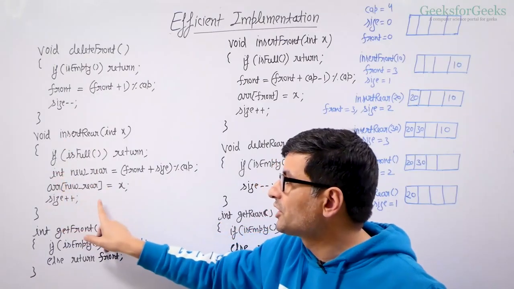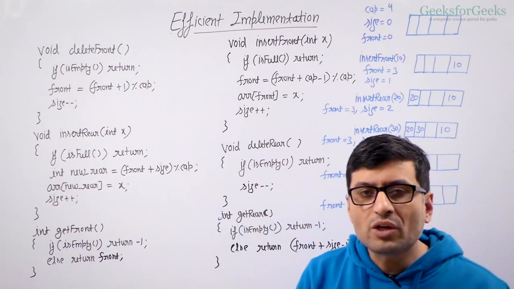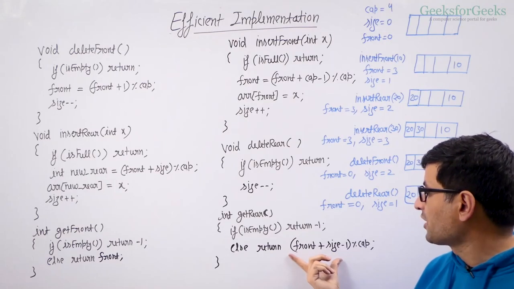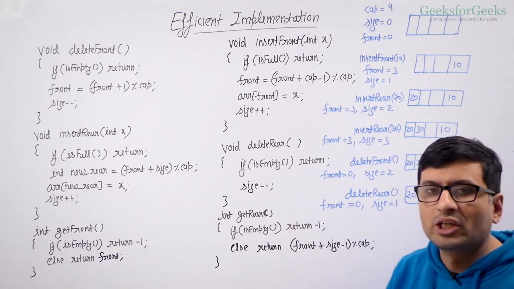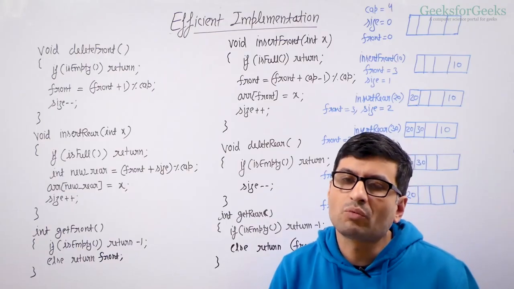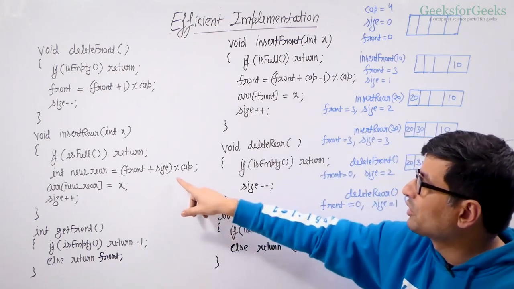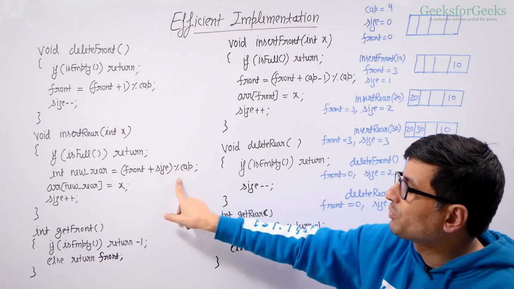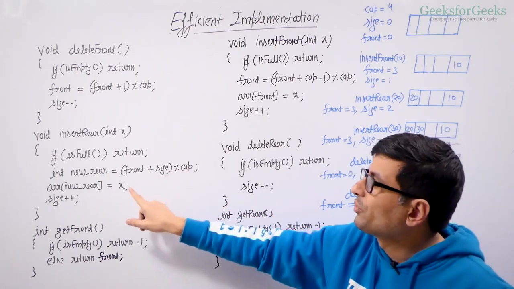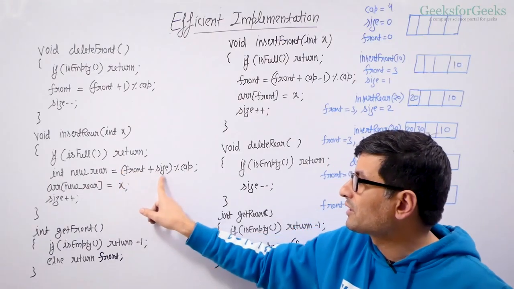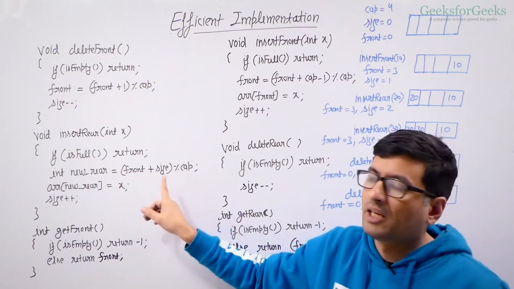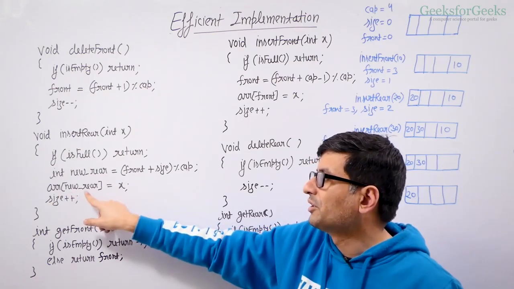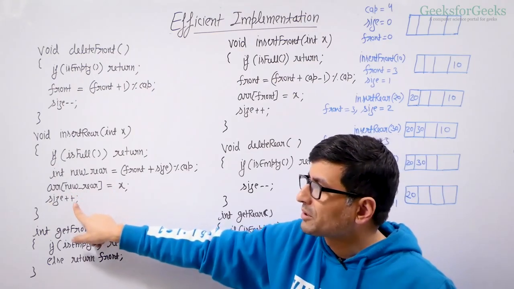Let's now see insert rear. So rear we get using this function. This function will give front plus size minus 1. And to insert an item, we need to add 1 to this rear. So I've done these 2 computations in one step. Front plus size minus 1 plus 1 is front plus size. So we get the new rear as front plus size modulo capacity. And we are going to insert this item at the new rear, right? So we do array[new rear] equal to x. And we do size plus plus.